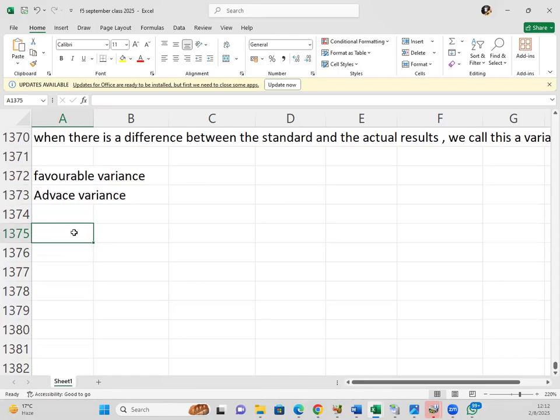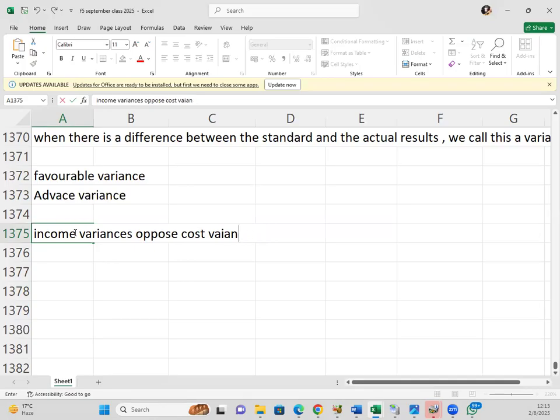If we're looking at variances like for sales, they are income variances. Under income variances, we actually prefer that the actual results are more than budgeted. Let's think of sales. It's actually good if you sell more than what you were budgeting. But if you spent more than budget, it's something bad. So income variances oppose cost variances.